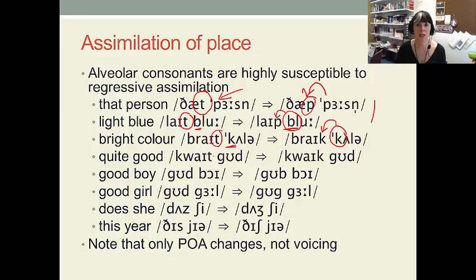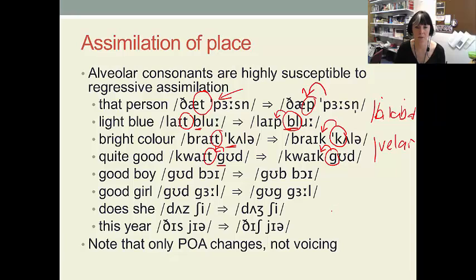And we've also got it in 'quite good', where the velar consonant there is having an effect on the consonant that precedes it, and so it's produced with velar contact. So here we have velar assimilation. So at the top we've got bilabial, and here we've got velar. My handwriting is dreadful, but anyway, we can sort of see what we're talking about.